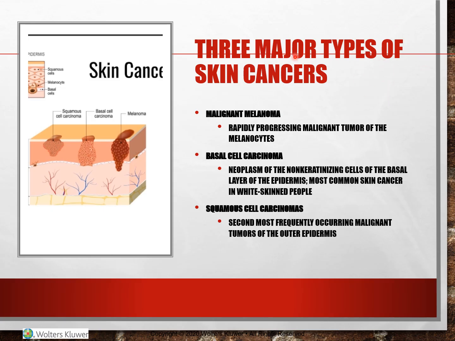Okay. Basal cell carcinomas, you can see that kind of in the middle picture here, are neoplasms of the non-keratinizing cells of the basal layer of the epidermis. These are the most common skin cancer types in white-skinned people. And then there is squamous cell carcinoma. These are the second most frequently occurring malignant tumors of the outer epidermis. And so you can see that here, how squamous cell is really kind of those outer layers of the epidermis.